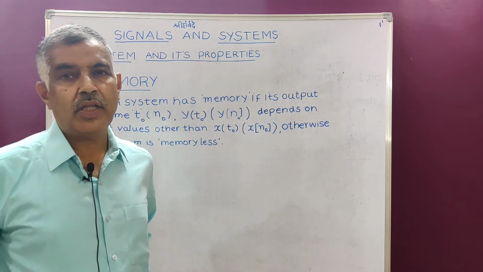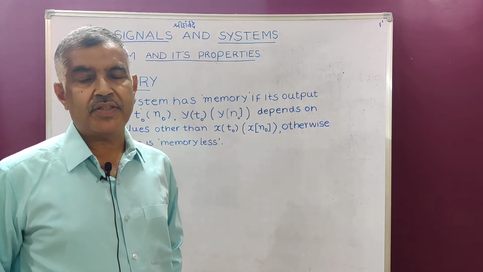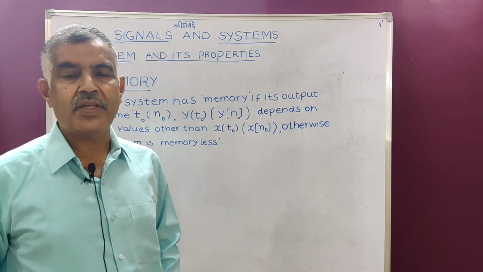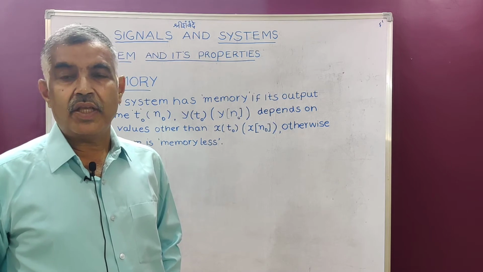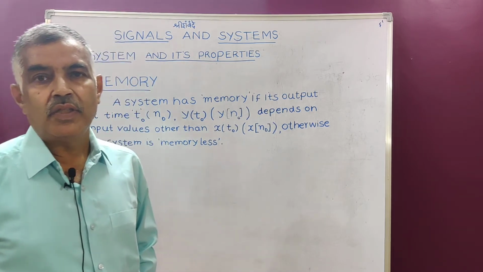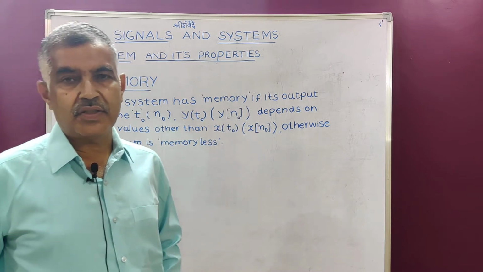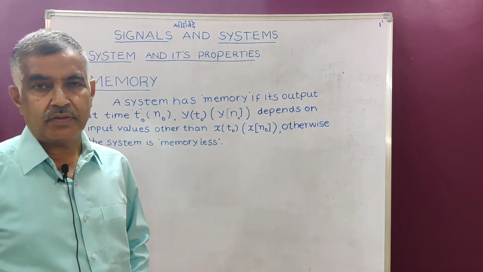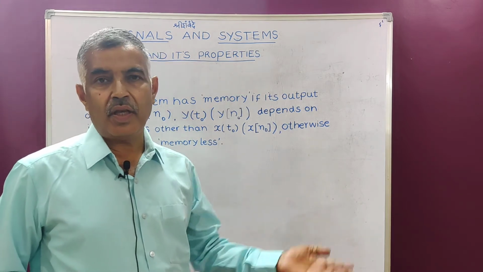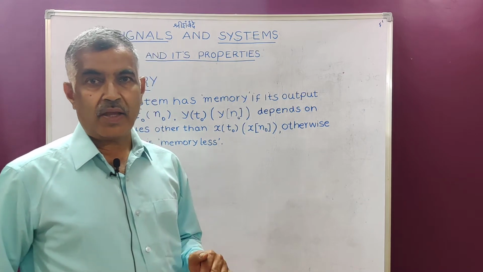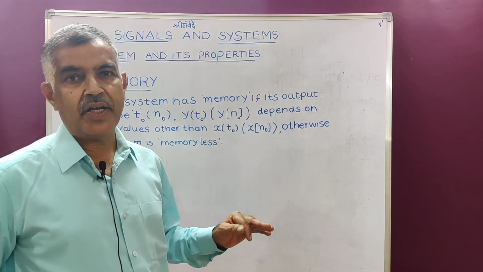If you remember, in the last class, I explained what a system is. A system is a process for which cause and effect relations exist. I gave examples of a thermometer, a public address system, etc., for which there will be an input signal and an output signal. Today I will take up systems and their properties.